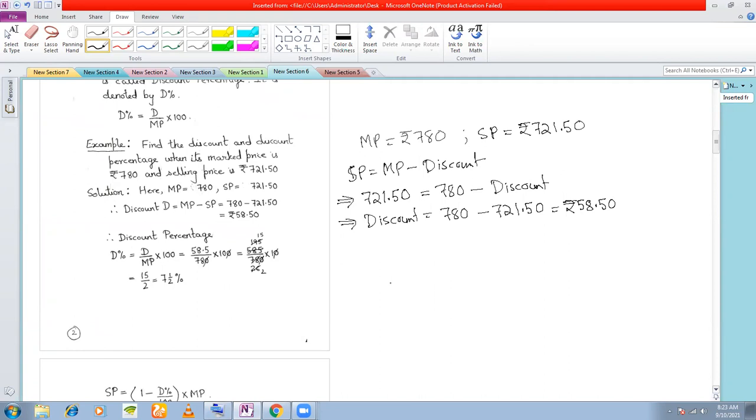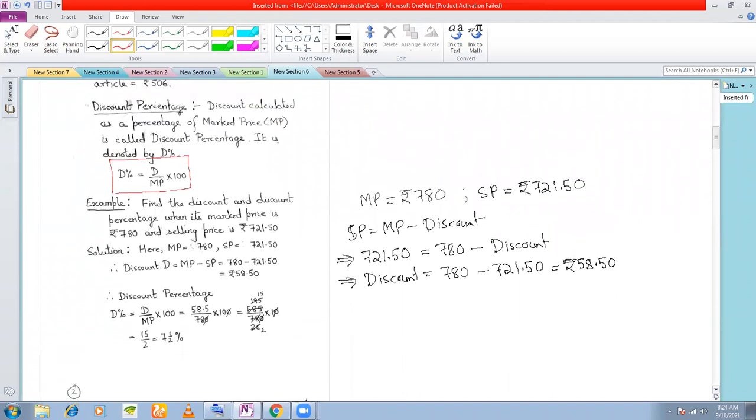Now we want to calculate the discount percentage. The discount percentage formula here is discount divided by mark price into 100. Discount is always calculated on the mark price. Remember this sentence. Discount is always calculated as a percentage of the mark price. Just as I told you to remember that profit or loss percentage is always calculated on the cost price, similarly here, just remember this sentence: discount is always calculated on the mark price.